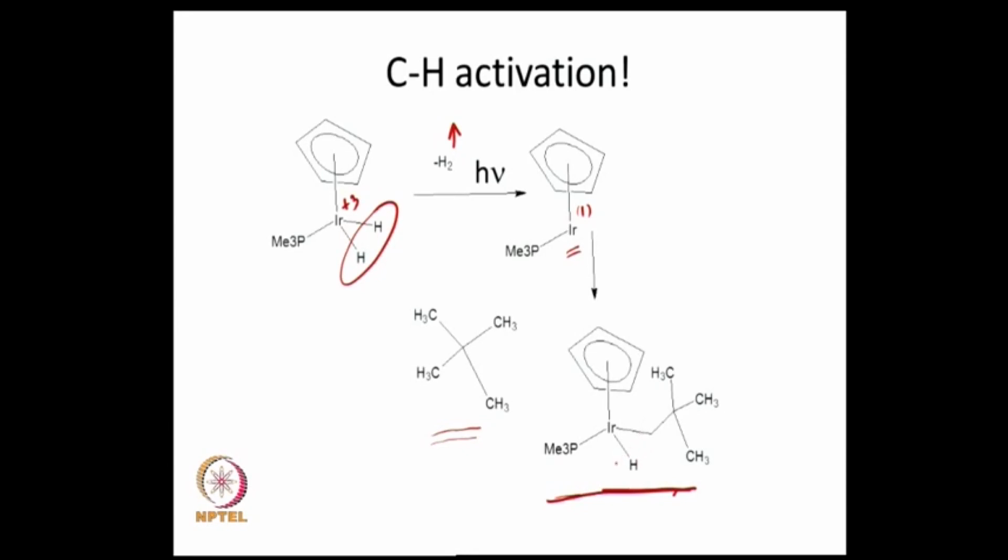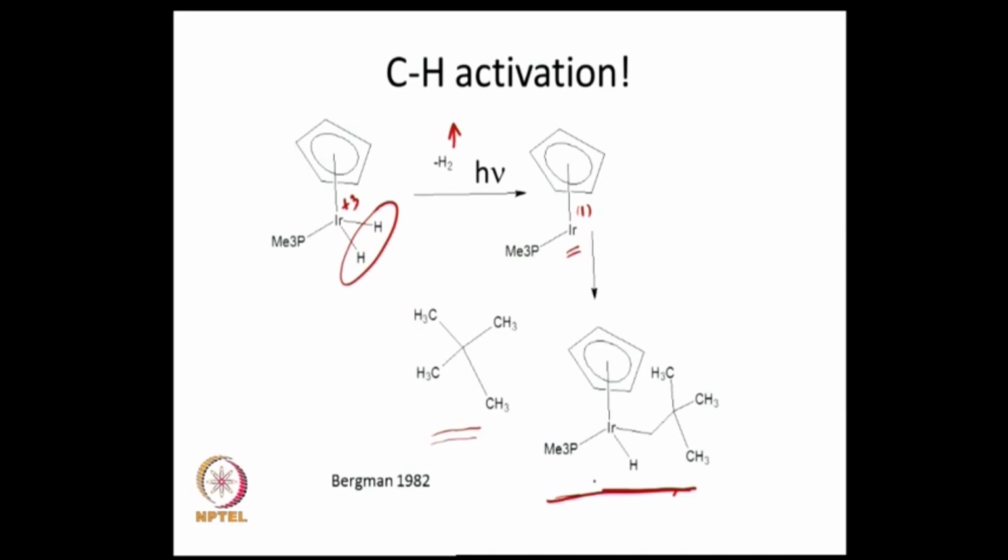Many of these reactions can be carried out with 4d and 5d elements, but the reaction is not possible with 3d elements. The reason why 3d elements do not work out well is because the 3d metal-carbon bond is much weaker than the 4d metal-carbon bond or the 4d metal-hydrogen bond. The 4d and 5d elements form very strong bonds to hydrogen and bonds to carbon.